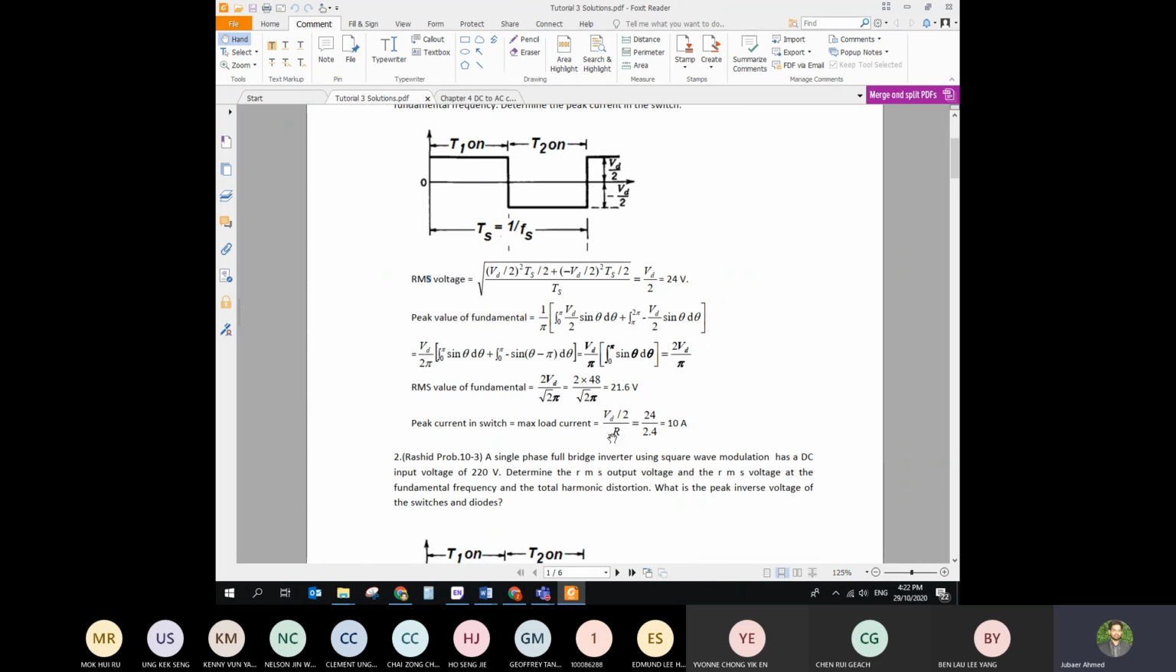So the current through the switch is Vd by 2 divided by R. So the maximum load current is going to be 24 volt, which is the RMS value of the output cycle, divided by 2.4.